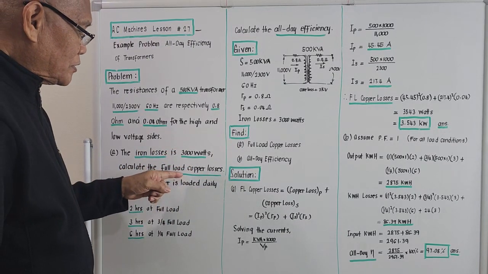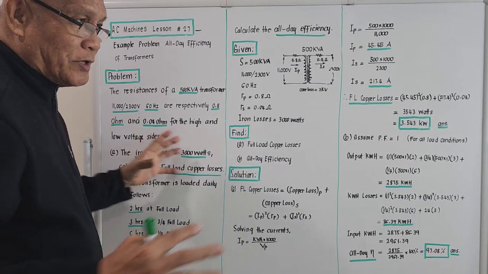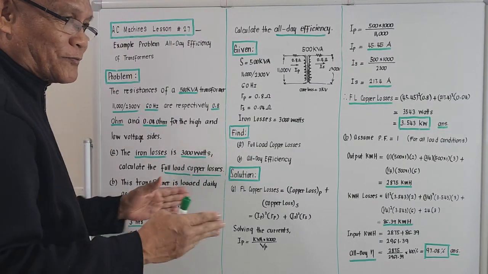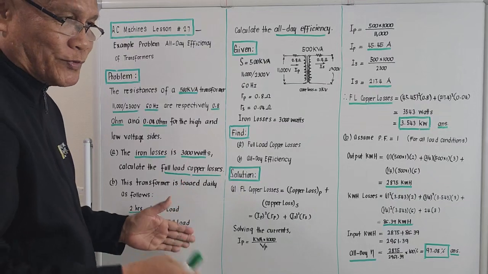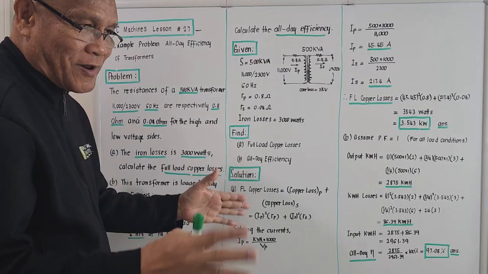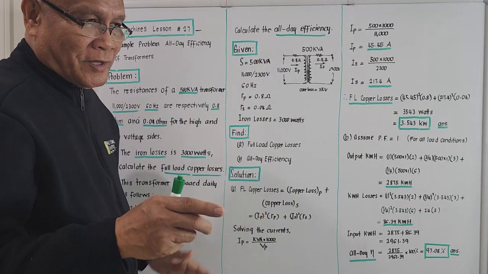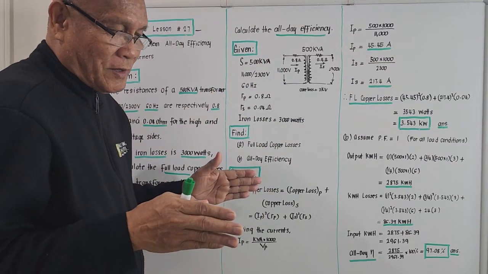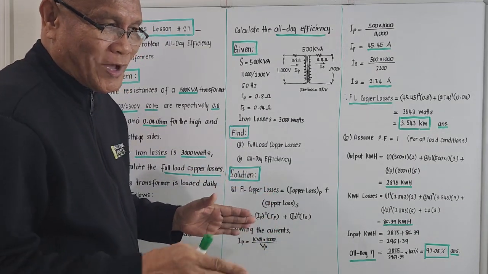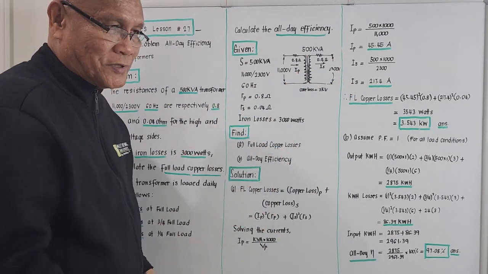Why did the problem ask for the full load copper losses? The problem specifies that we must compute the full load copper losses because in the computation of the efficiency we needed this one. And maybe the problem is just testing us if we know how to compute copper losses if we are given the resistances. Because the last time around, the copper losses were not in terms of the resistances. They were actually determined by using the short circuit test for the transformer. So the last problem was different from tonight, but still the requirement is on the efficiency.